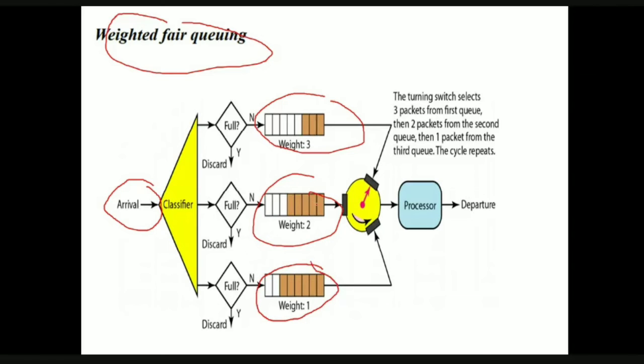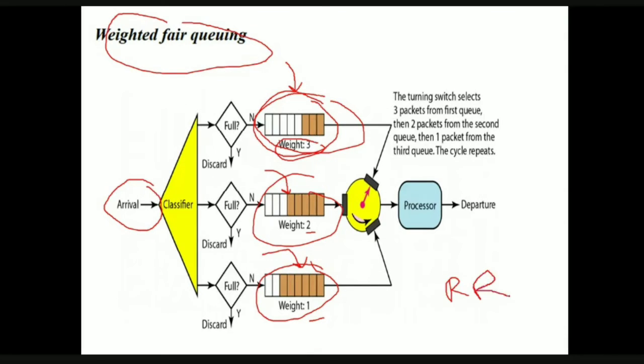But the difference between priority queuing and weighted fair queuing is that here each and every queue is given some weight. Let us say this is the first queue, this is the second queue, and this is the third queue. The weight given here is 3, here the weight is 2, and here the weight is 1. Here, packets are processed using the round robin scheduling algorithm.